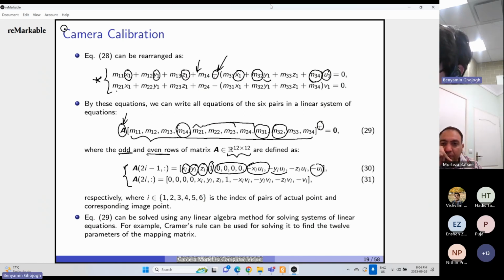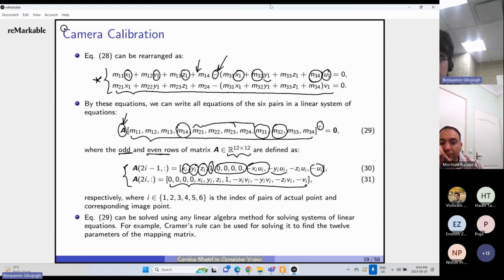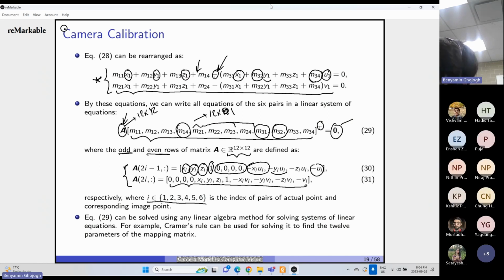If you also consider the coefficients in the second equation, you will get the coefficients in the even rows of A, right? And you will have pairs. So we will have x1, y1, z1, x2, y2, z2, and also u1, v1, u2, v2, etc. I goes from 1 to 6, right? So the coefficients in A are known, and you have matrix A times this vector equals the zero vector. A is 12 by 12, this is 12 by 1, so the whole thing becomes 12 by 1, a zero vector, right? How do we solve this system of linear equations?